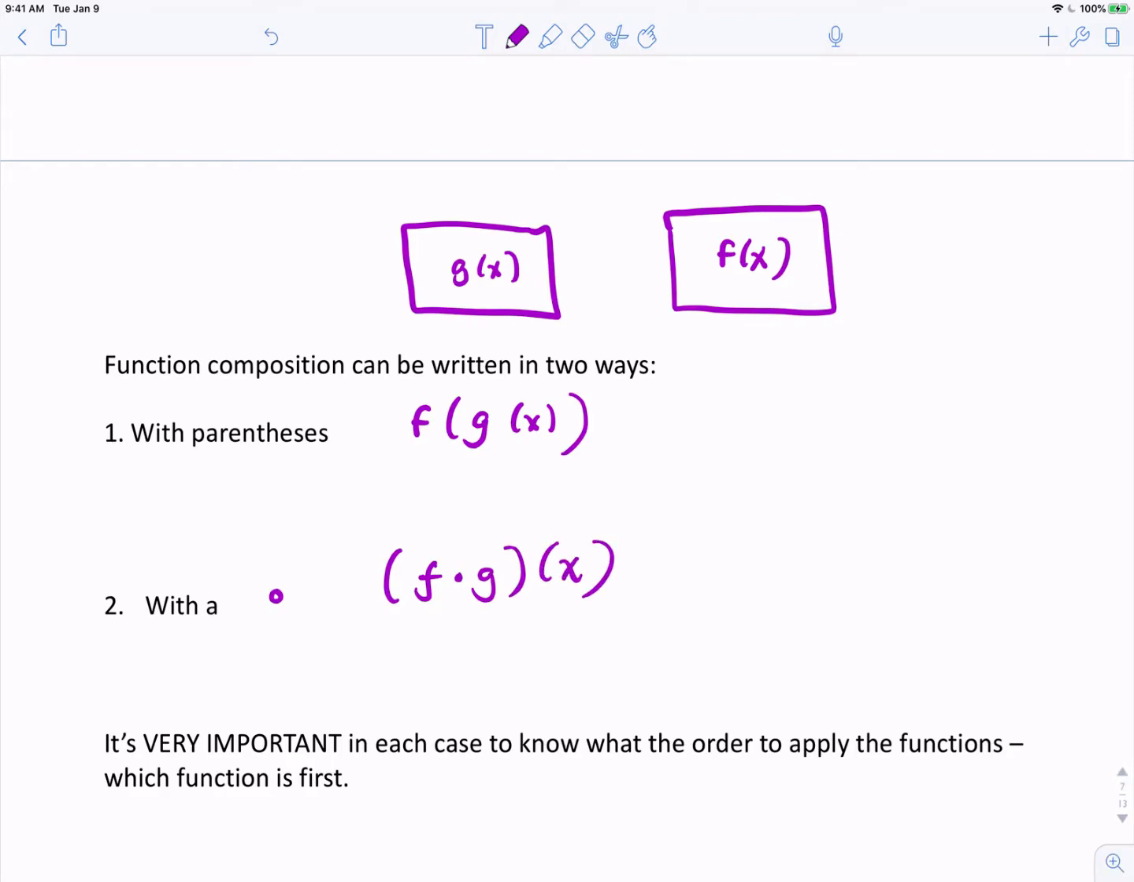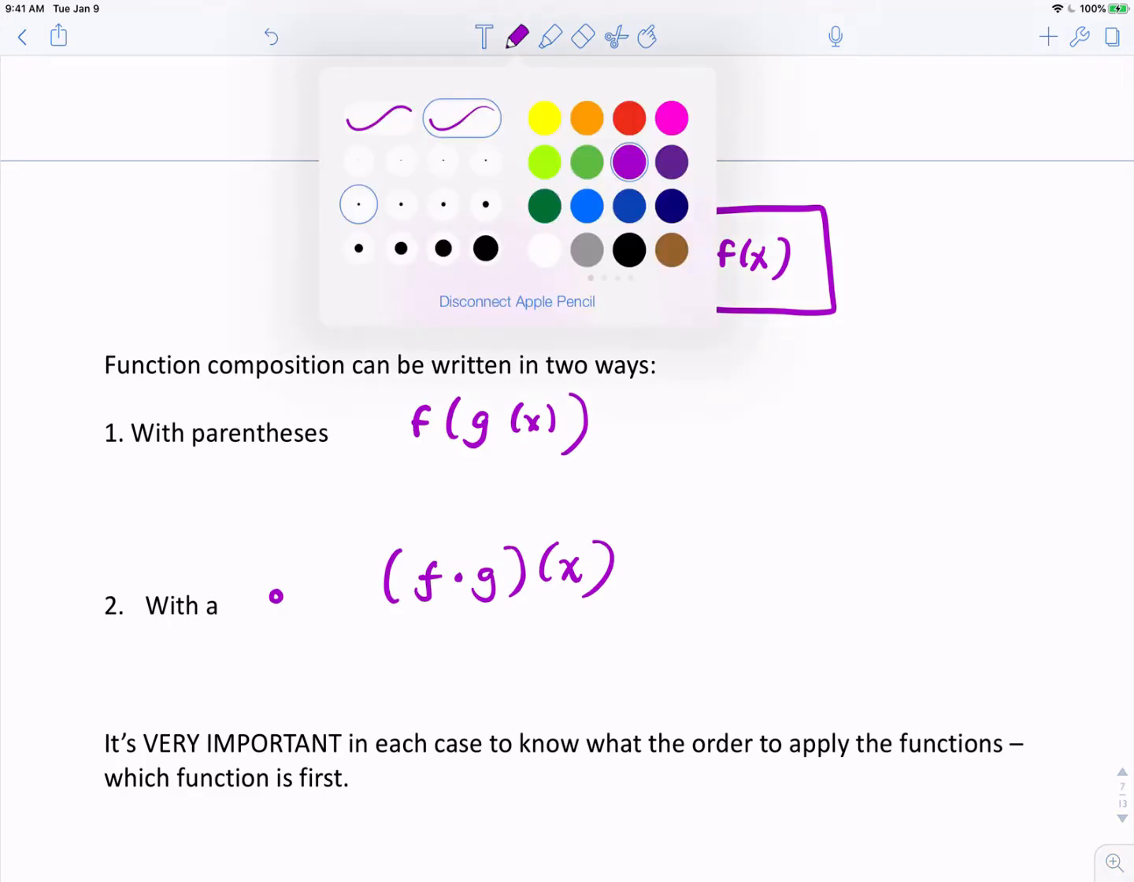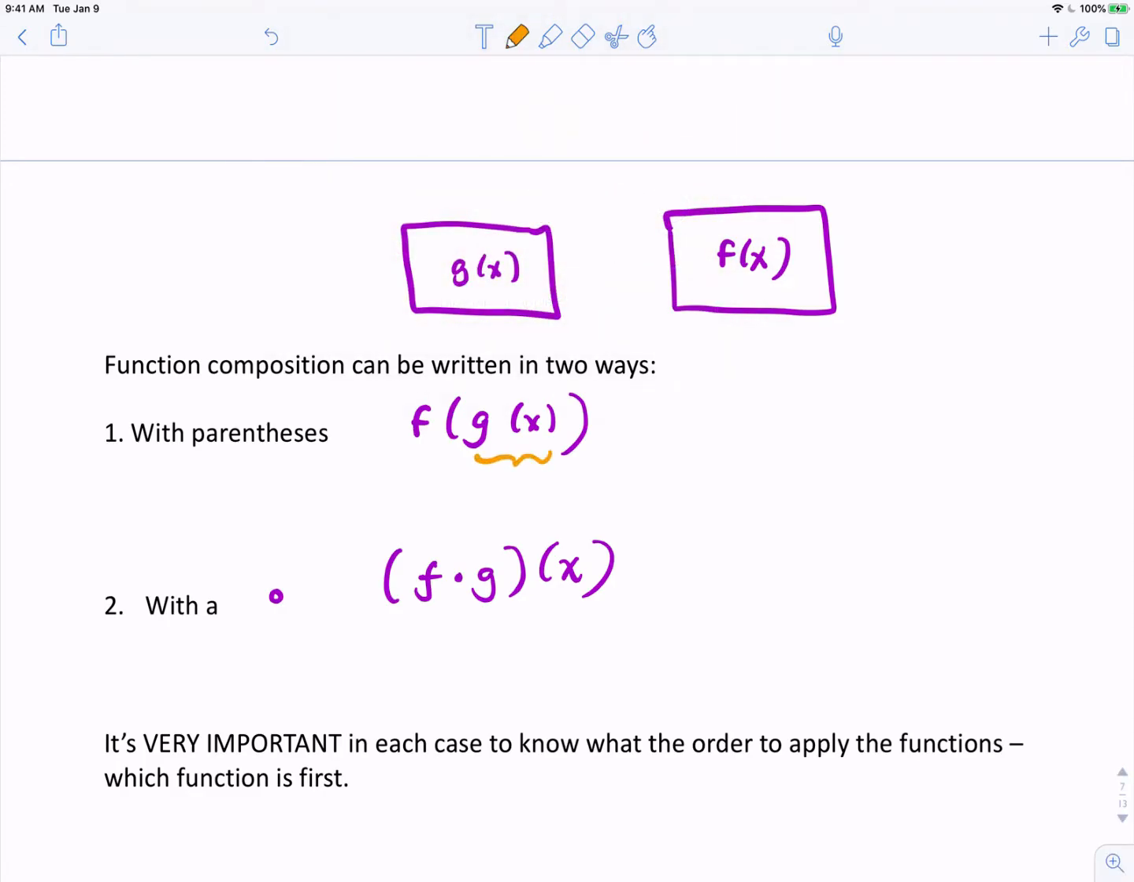It's very important in each case to know what order to apply the functions. In other words, which function is first. Because with function composition, you have to apply the functions in a certain order, and if you apply them in a different order, your answer is going to be wrong. So when it's written with parentheses, the function that's inside the innermost parentheses is the one that's done first. So first you would do g, and then you would do f. When it's written with a dot, the one closest to the variable is the one that's done first. So again, in this one, first you would do g, and then you would apply function f.